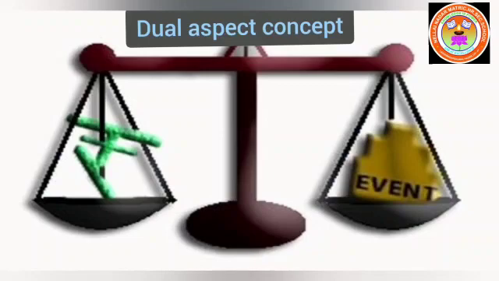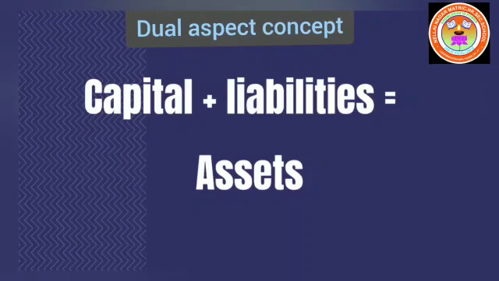This is the concept which recognizes the fact that for every debit there is a corresponding and equal credit. This is the basis of the entire system of double entry bookkeeping. From this concept arises the basic accounting equation, that is, capital plus liabilities is equal to assets.